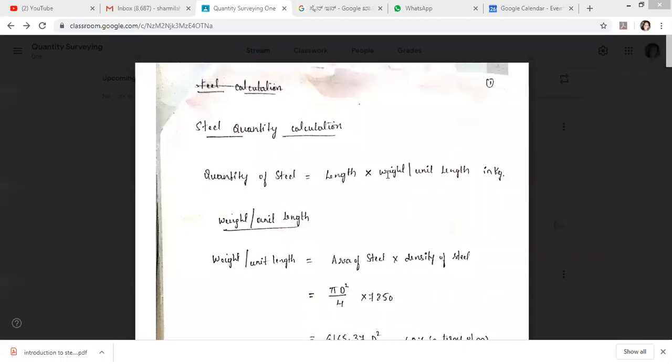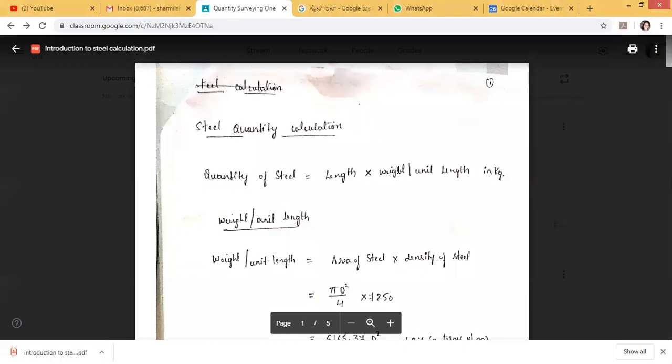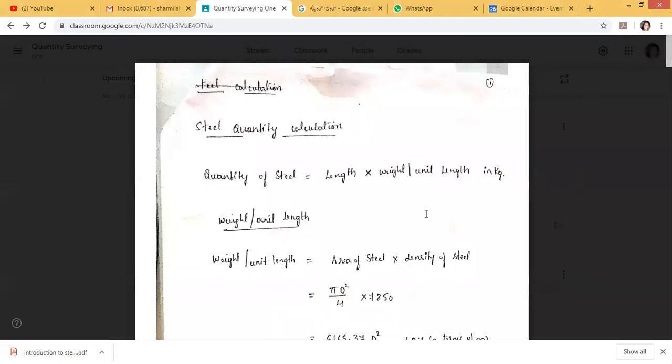So how do you calculate quantity? Quantity of steel is equal to length into weight per unit length. It will be in terms of kg. Coming to length, you have to calculate depending upon the length of the beam or any structural member. Weight per unit length will be different for different diameters of the bar. Bars are available in different diameters, 6 mm, 8 mm, 10 mm, 12 mm, like that. So every bar will have a different weight per meter length. Weight is always calculated for 1 meter length of the bar.